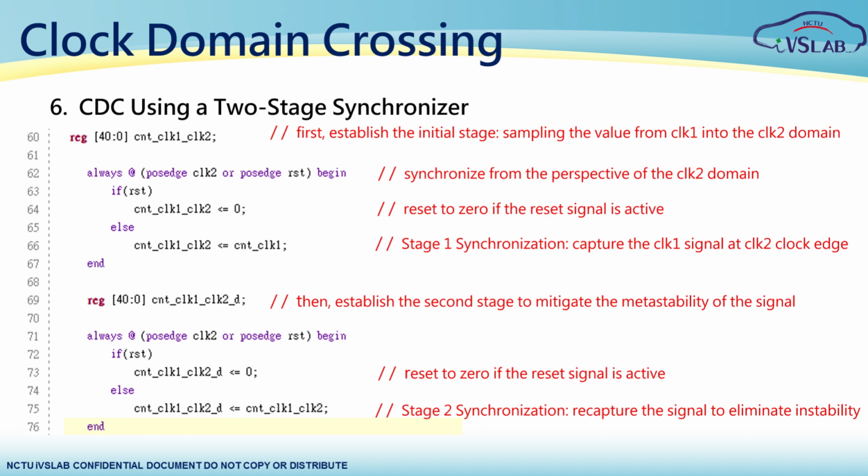Next, we introduce a second register. This line of code stores the data that has just been stabilized from the first stage, effectively mitigating metastability and completing the second stage synchronization. This entire process is the fundamental concept of clock domain crossing.